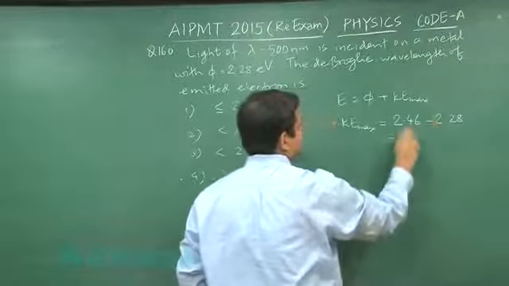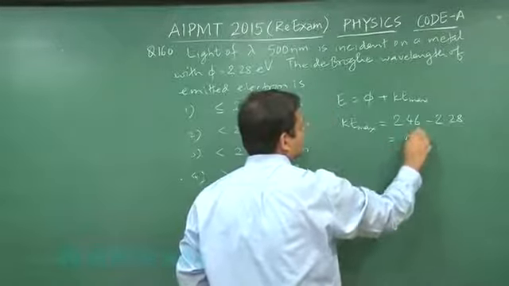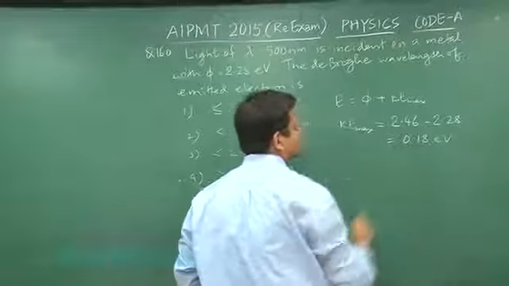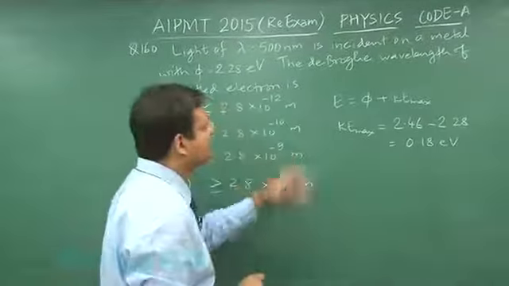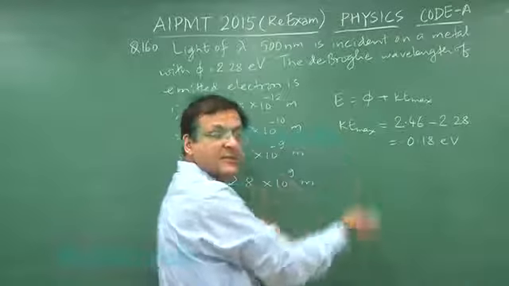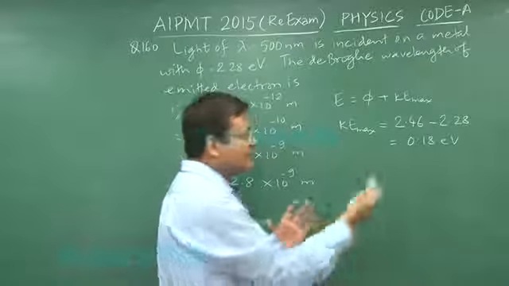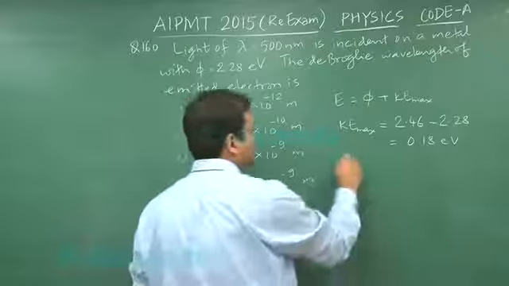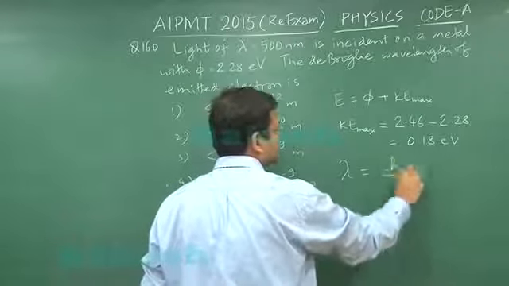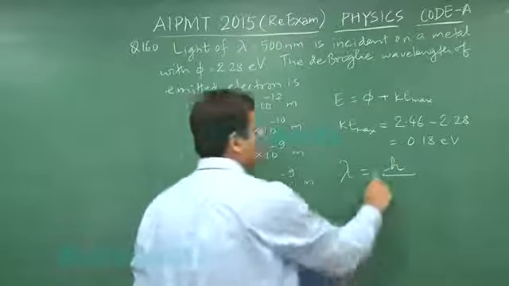So approximately you can say 0.18 electron volt. You understand? This is the kinetic energy, and this is the maximum kinetic energy. So other electrons will be having lesser speed. Now de Broglie hypothesis says lambda is h by mv, so h under root 2 m K.